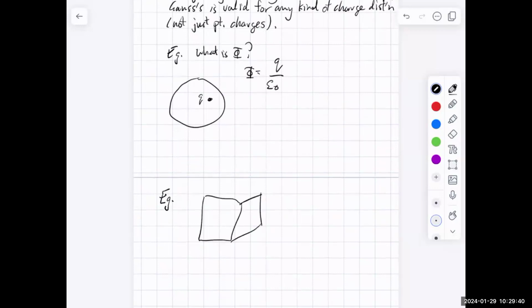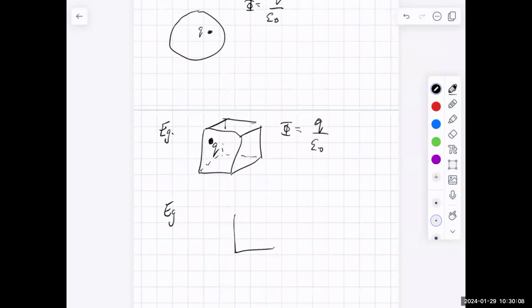So here's an approximate cube. I just changed the shape of my surface and I put Q over here. What's the flux? Somebody else, what's the flux in this case? Yeah, it's exactly the same. Okay, and so let's think about some variations.